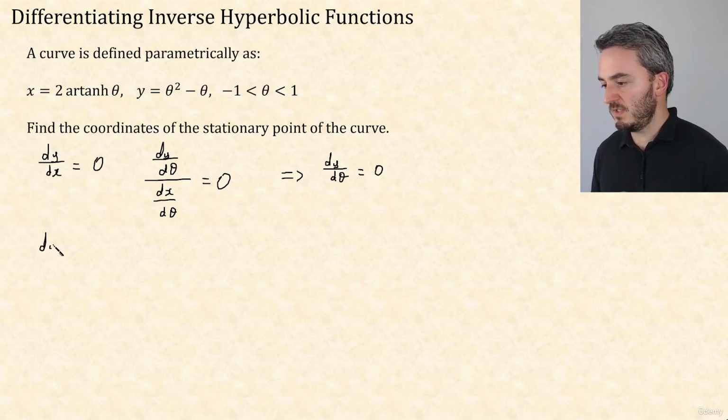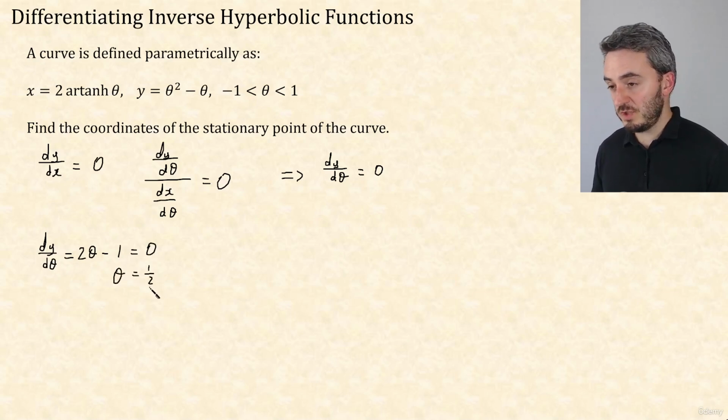So dy by d theta is 2 theta minus 1, and that's 0 when theta is a half. Now we could just check to see that dx by d theta isn't also 0 at that point. So what is dx by d theta?